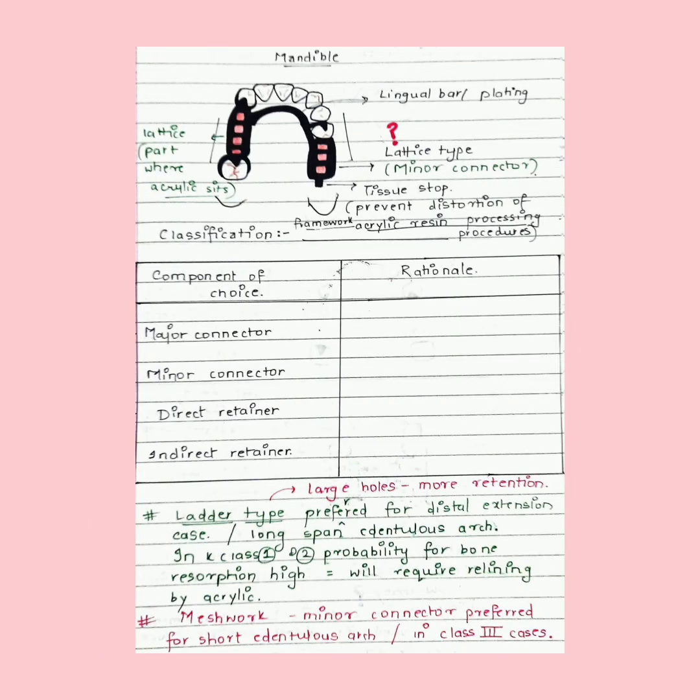We have lingual bar as major connector, lattice type as minor connector. You can also draw tissue stops because this prevents distortion of framework during acrylic resin processing procedures. So we already discussed this, that the ladder type or lattice type is preferred for distal extension case or long span edentulous arch because this has large holes, so this provides more retention. In Kennedy's class 1 and 2, probability for bone resorption is high, which will require frequent relining by acrylic. This is why in distal extension cases, lattice type minor connector is preferred.